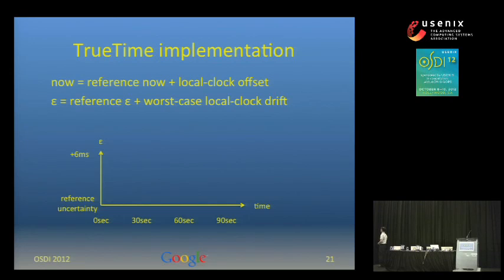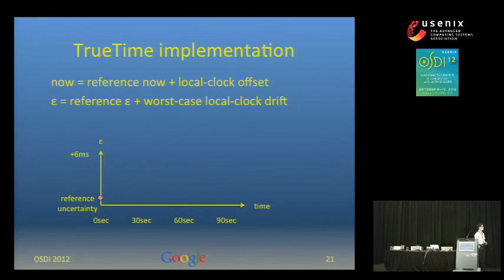Now is the reference now plus the local clock offset from the last time we talked to the time masters. So we have a reference now. And epsilon is basically the reference epsilon that we computed when we talked to the time masters, and it increases at the worst case clock drift we assume for our machines.